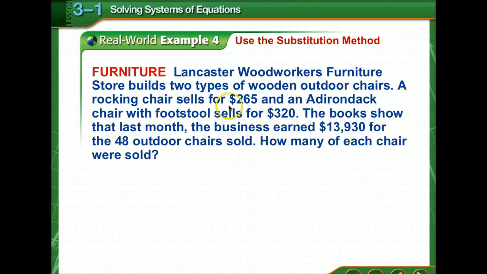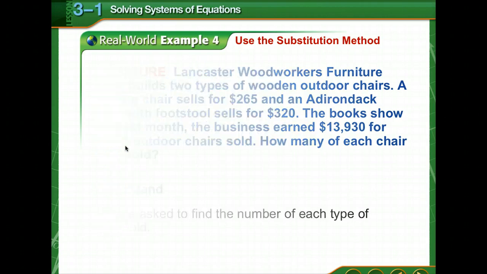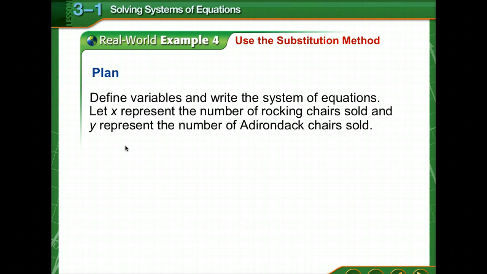Okay, notice that a rocking chair sells for $265. So let's call that 265x because we're trying to find out how many of each chair. So 265x plus 320y equals 13,930. Notice all these dollar signs. If you have difficulty, and there's dollars and numbers, you can put the dollar signs together. 265x plus 320y equals 13,930. And we're trying to find out how many of each. So x plus y equals 48. So those are our two equations.